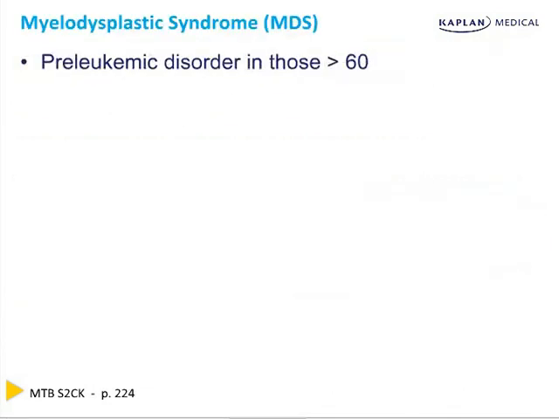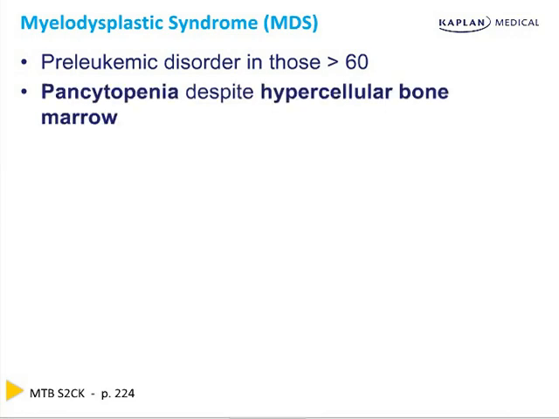Myelodysplastic syndrome, or MDS, is a pre-leukemic disorder. It's extremely uncommon under the age of 60. It presents with pancytopenia despite the fact that the bone marrow is working overtime. The cells are made a lot. There's a hypercellular bone marrow, but they get destroyed easily. The cells are defective. They break.